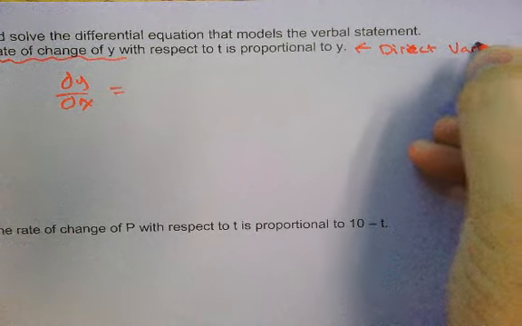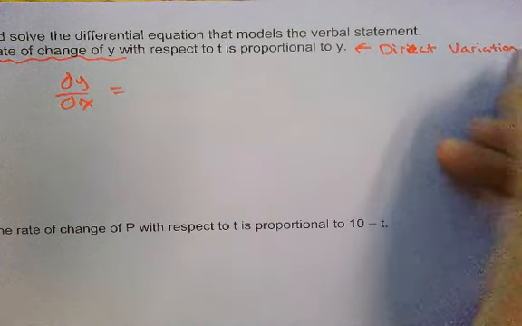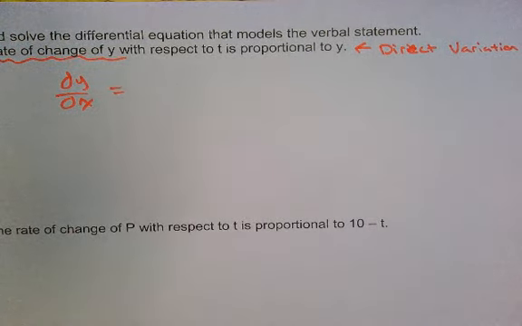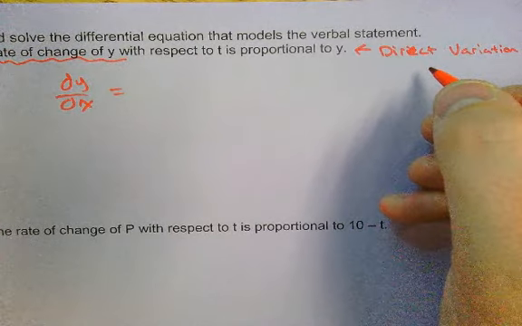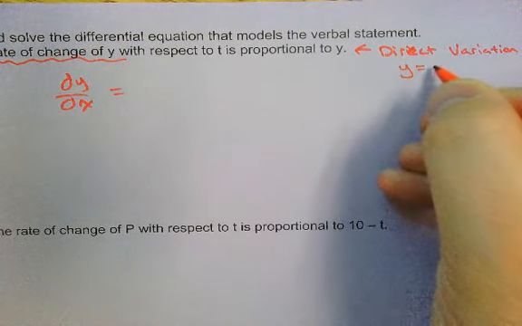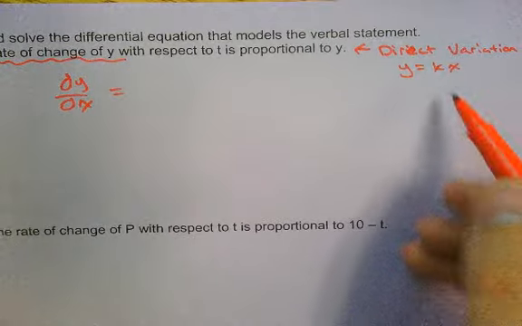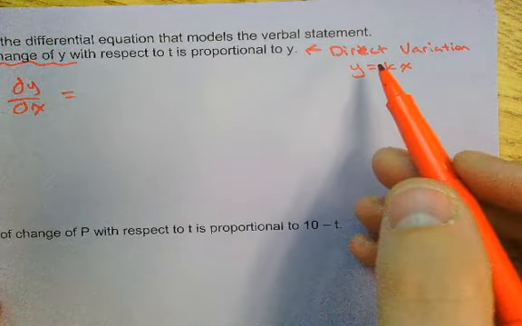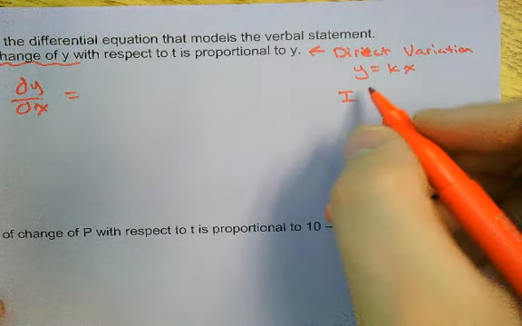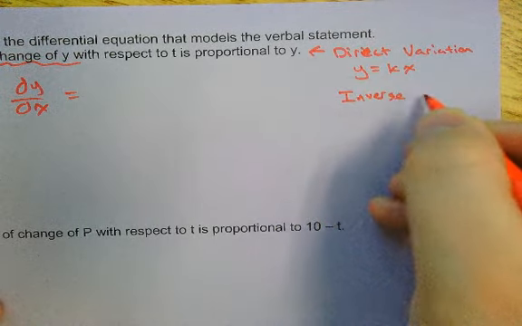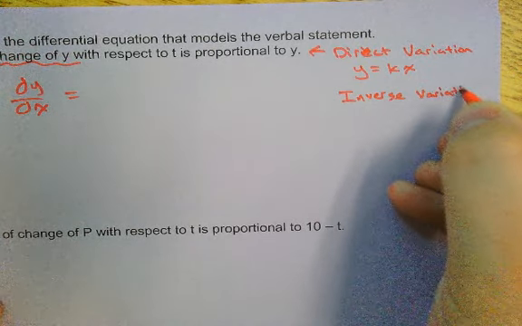Who remembers what direct variation is? That's a direct variation. Okay? So y equals kx. There's also inverse variation. Anybody remember what inverse variation is? When would you have learned this? In Algebra 2? A long time ago. xy equals k.